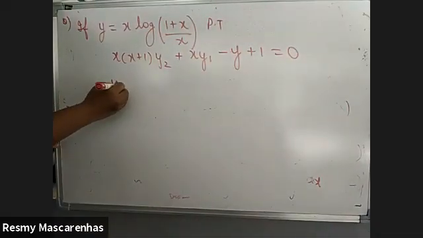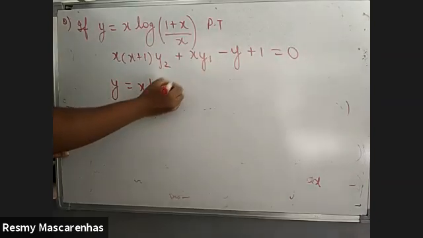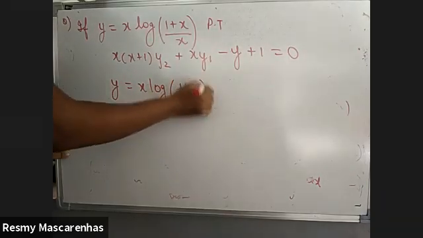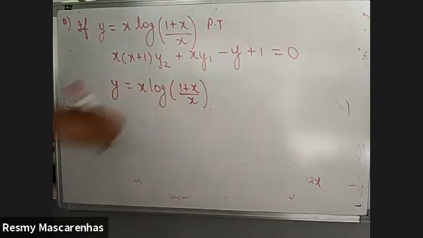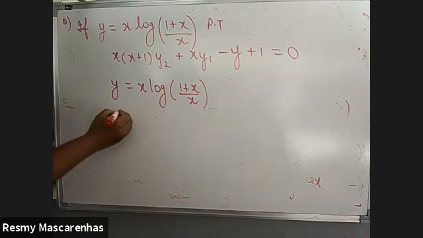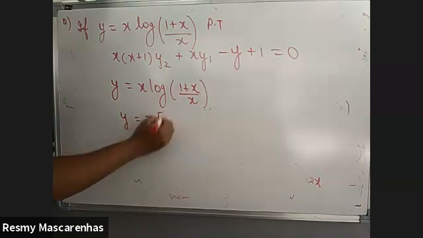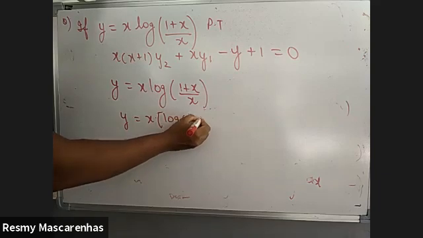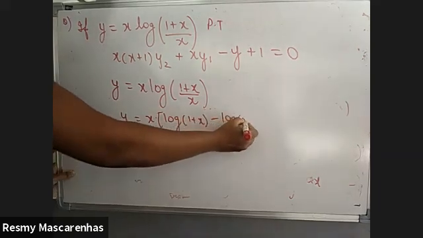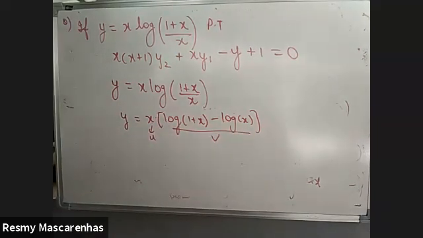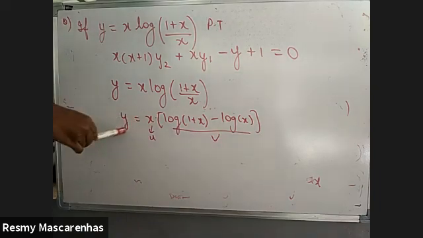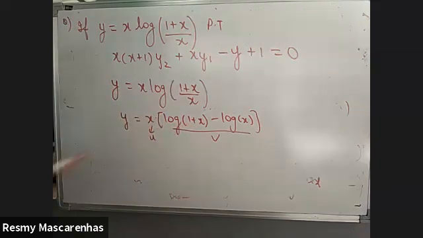The question which is being given is log of (1 plus x) upon x. Instead of keeping it complicated, I'll use log of a upon b and write it like this so that it becomes easy to take the derivative. So this is your u and this part is v. Next step, you take u into derivative of v plus v into derivative of u.